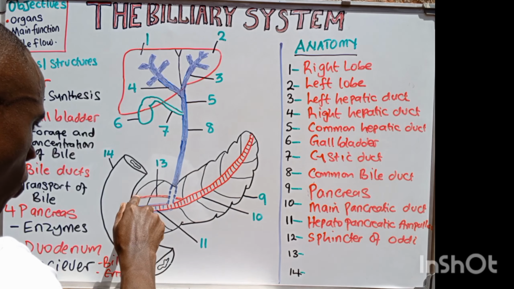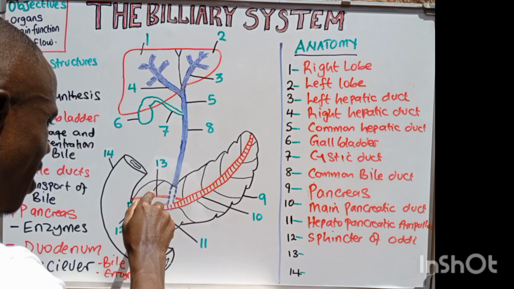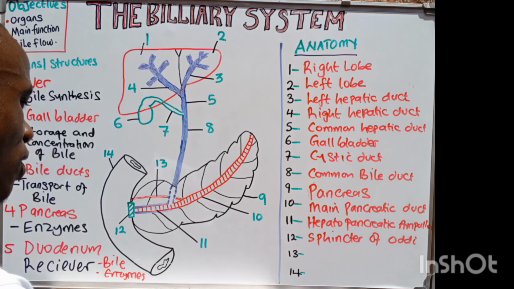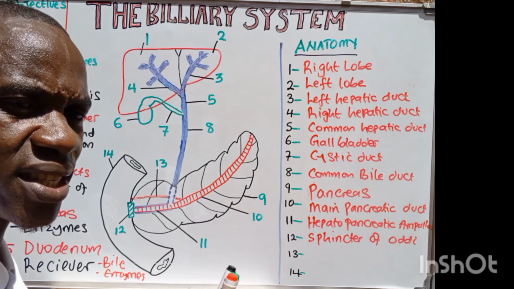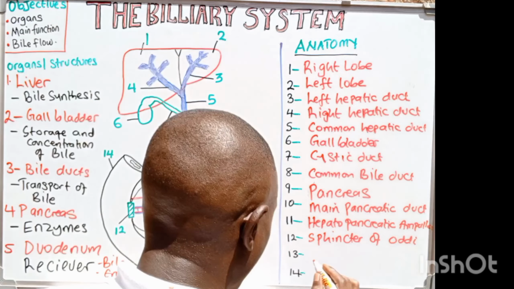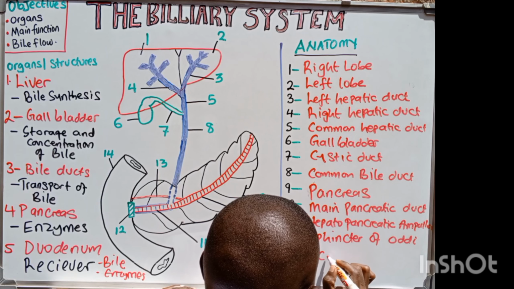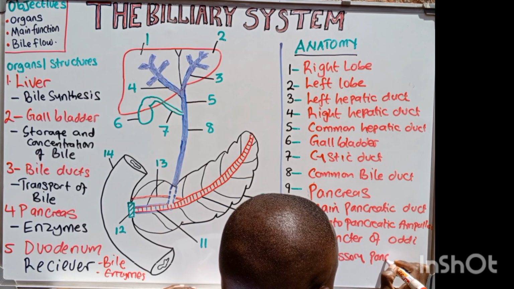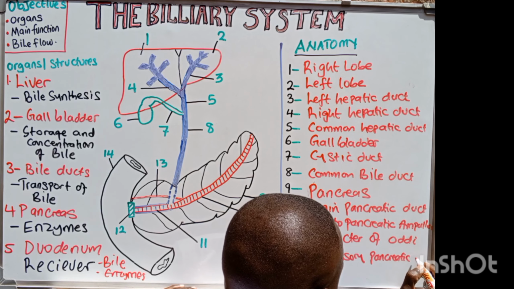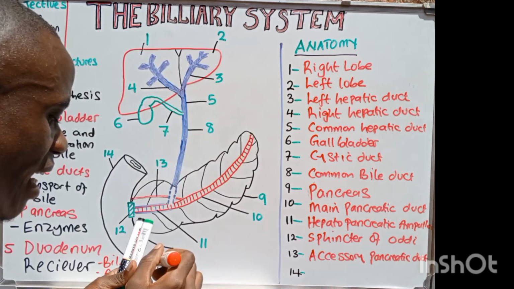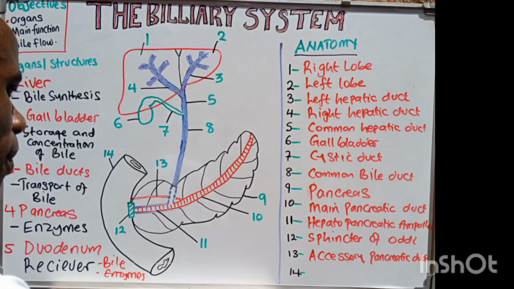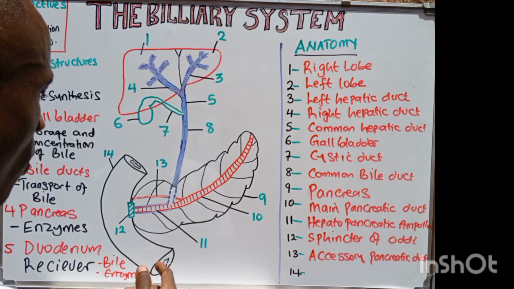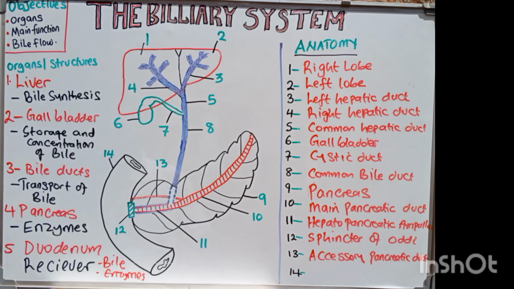Then when we come to number 13 here, this structure is super very important, a branch of the main pancreatic duct. You know how it's called? It is called the accessory pancreatic duct. Some people do contain the accessory pancreatic duct, which can also drain pancreatic juice directly into this structure number 14.